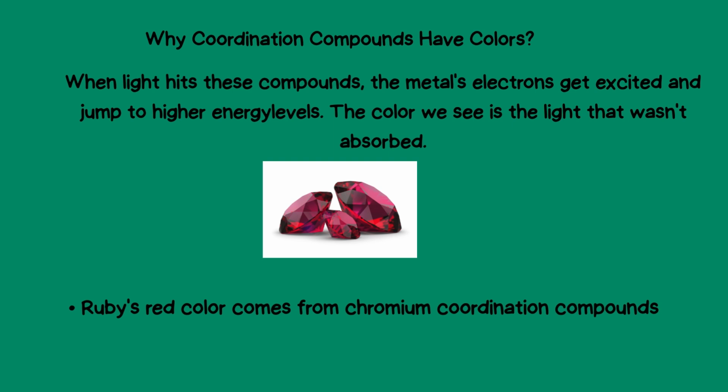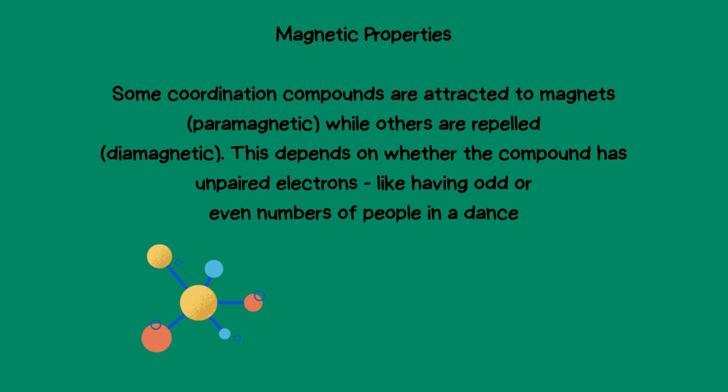Why coordination compounds have colors? When light hits these compounds, the metal's electrons get excited and jump to higher energy levels. The color we see is the light that wasn't absorbed. Ruby's red color comes from chromium coordination compounds. Magnetic properties. Some coordination compounds are attracted to magnets, paramagnetic, while others are repelled, diamagnetic. This depends on whether the compound has unpaired electrons, like having odd or even numbers of people in a dance.